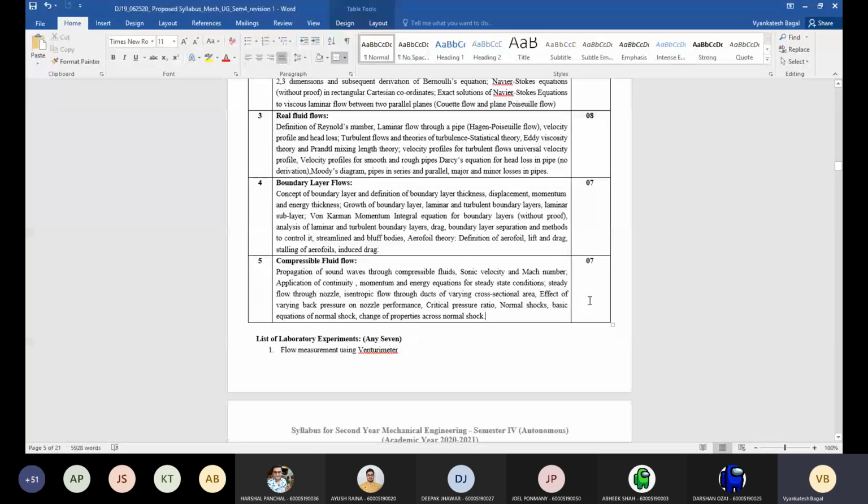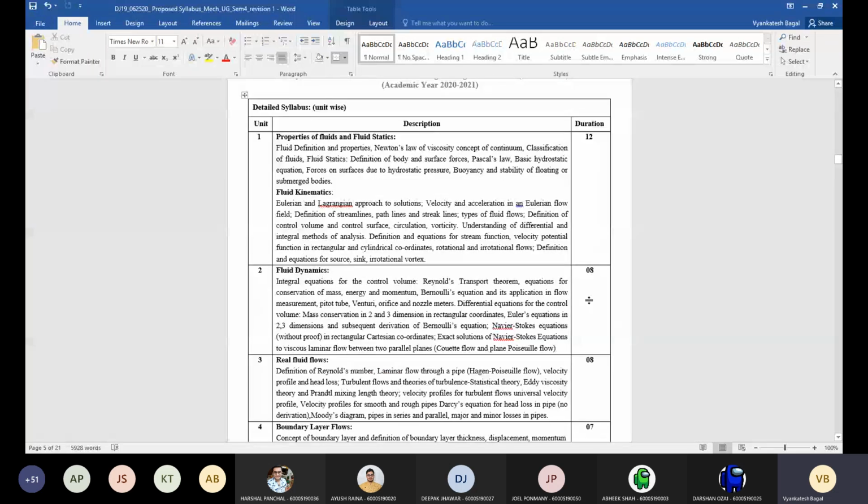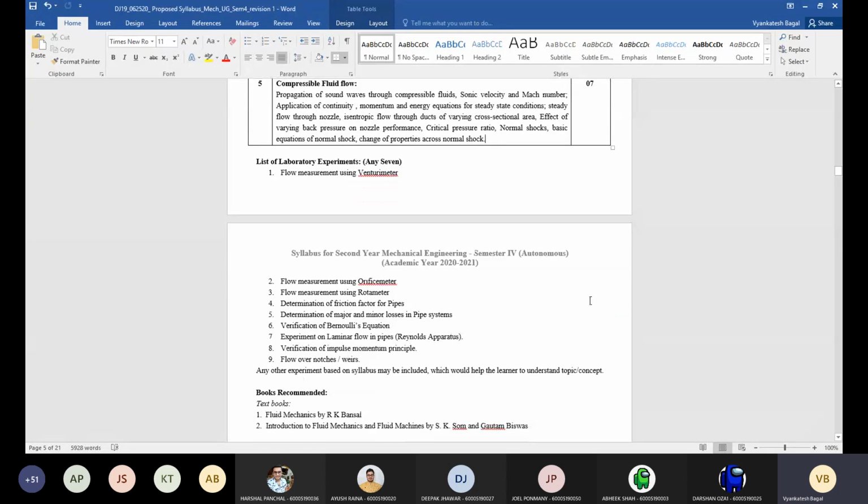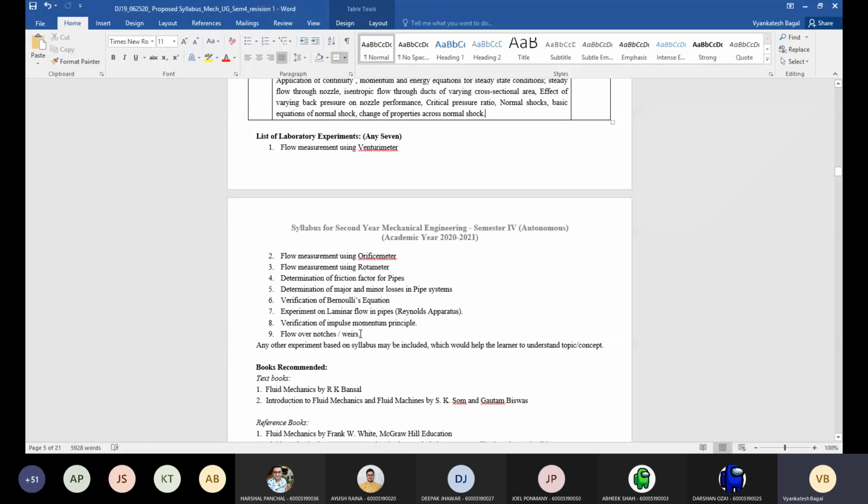So that's all about the content of fluid mechanics. Then coming to the laboratory part. So this is a list of the experiments. You just go through the list. Overall, they have given 9 experiments. Out of these 9, we'll be doing 7 experiments, minimum 7 experiments. Fine.